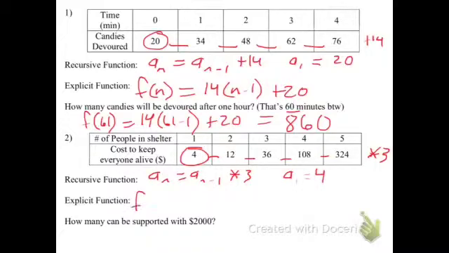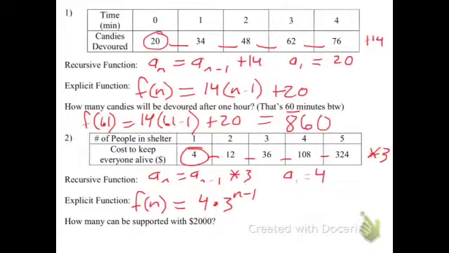The explicit function is going to follow the geometric one, because we're multiplying at each step. So we're going to have the initial value times what we're multiplying by, 3, each time, to the n minus 1 power. And that's our function there. The next question is, how many can be supported with $2,000? To figure that out, we basically get the next few terms in our sequence.